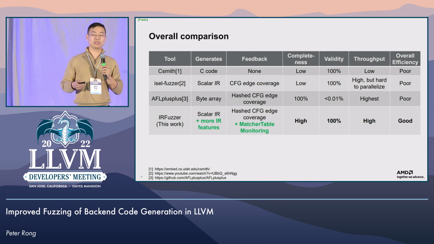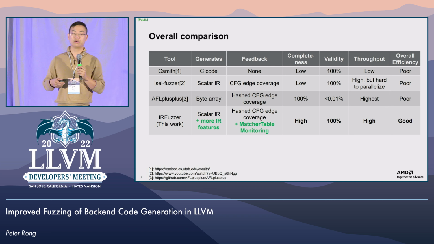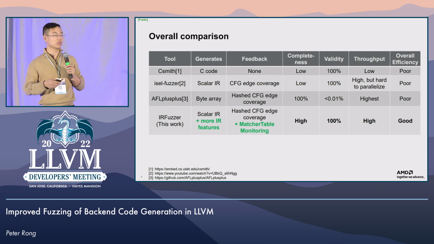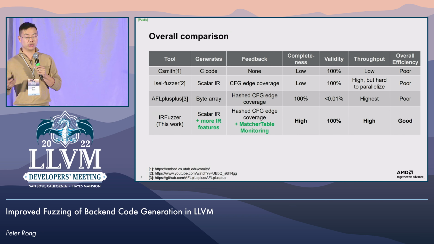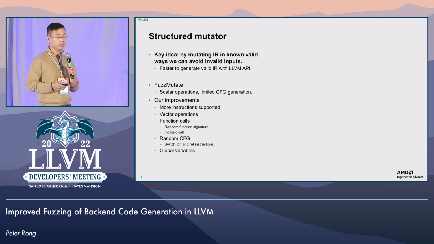That's our improvement here. First of all, we introduced more IR features so that you can generate a more complete LLVM IR. And then we introduced machine table monitoring to tell you if a new pattern in the backend instruction selection has been triggered. So let's talk about the generator first.